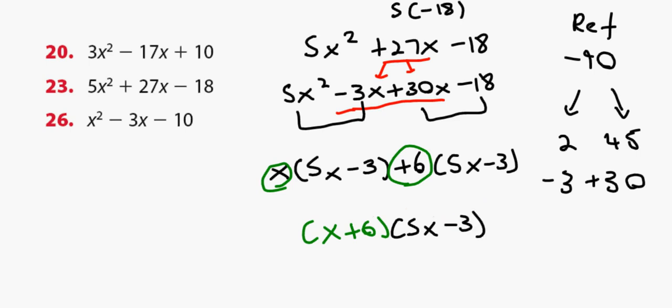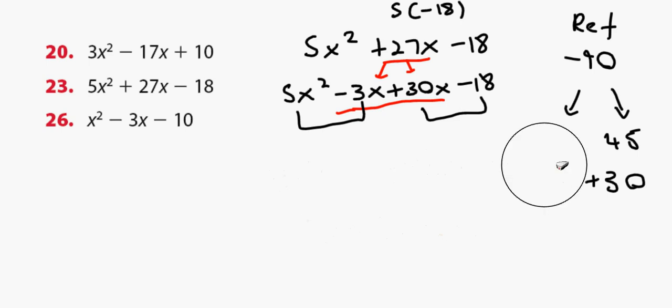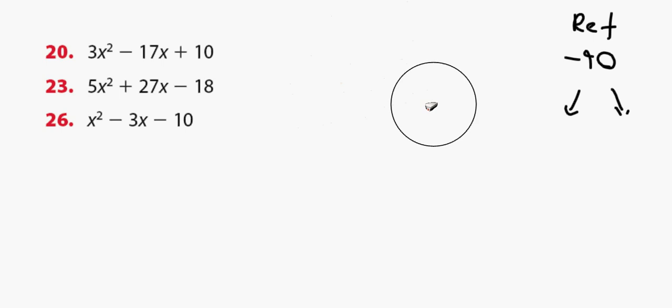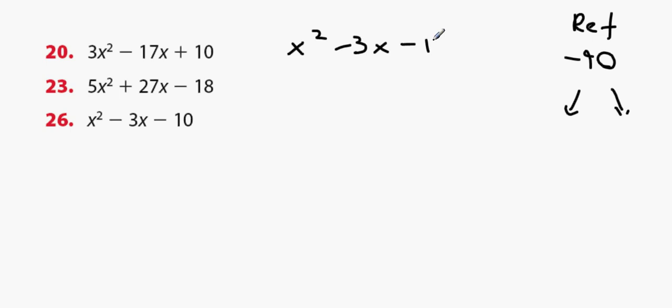Okay, next question. Now, this one here is going to be x squared minus 3x minus 10. Okay, which leaves the reference number as 1 multiplied by minus 10, which is going to give you minus 10. Break up minus 10 into its components, okay? So we're more likely going to have 2 and 5.